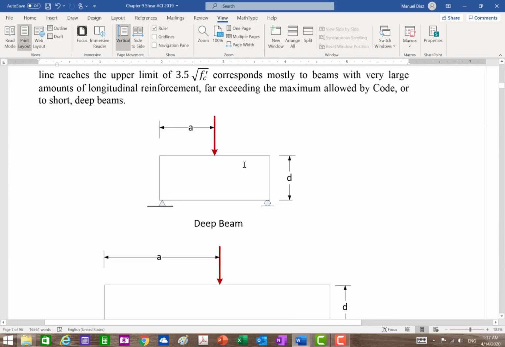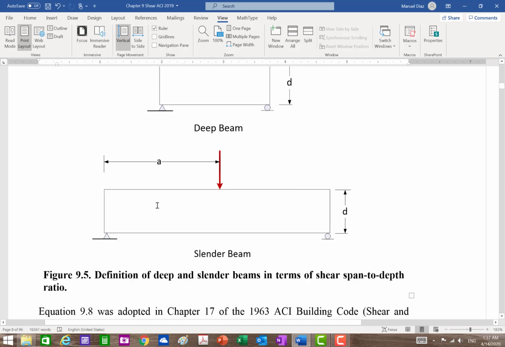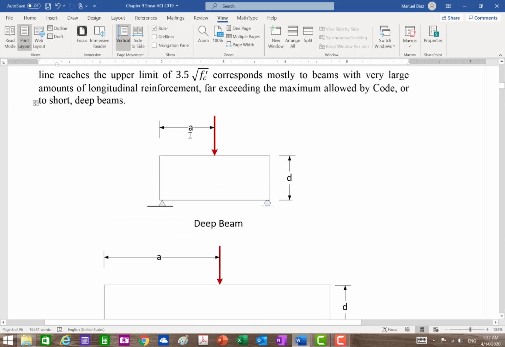Don't worry about this. Here is another view of what the shear span to depth ratio is. This is the shear span. Notice that it's simply your moment at this location divided by your reaction here, which is equal to the load, so that gives you a. So shear span divided by d. And of course, depending on the length of the beam, you get different values. But that's your shear span to depth ratio.